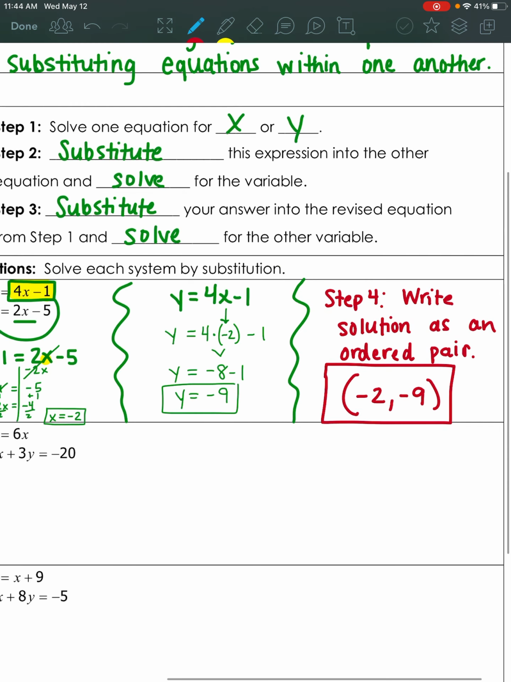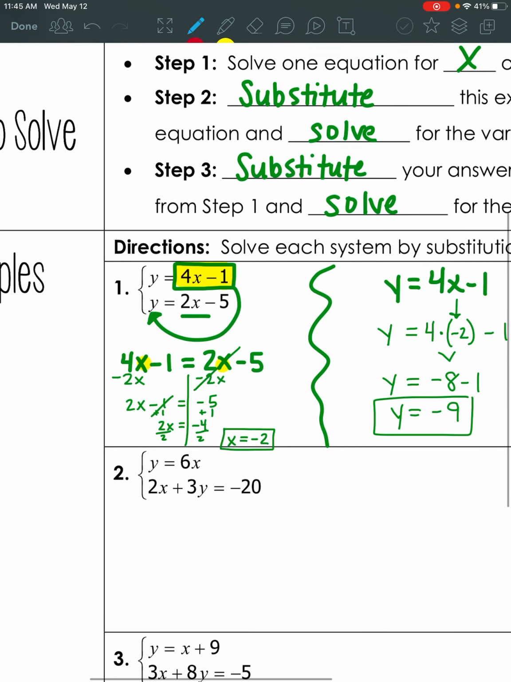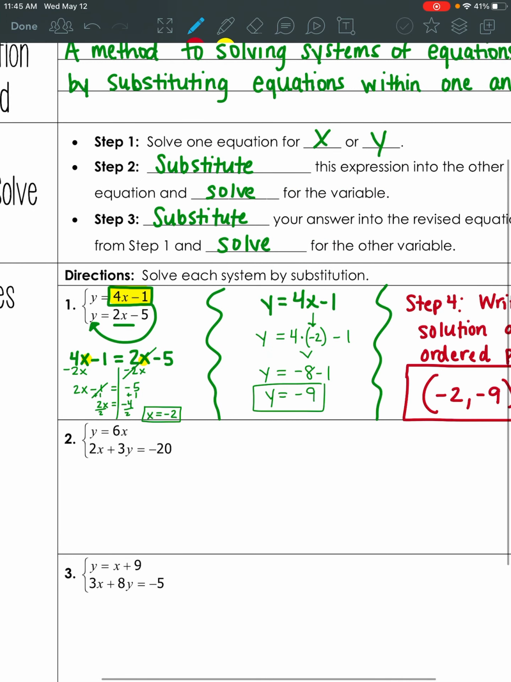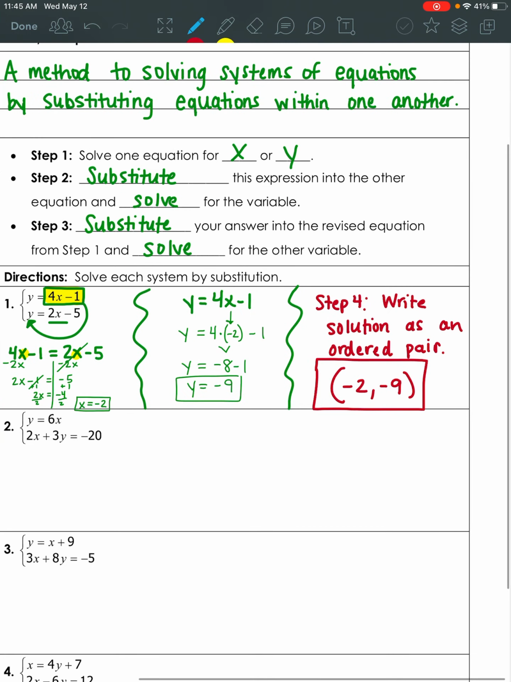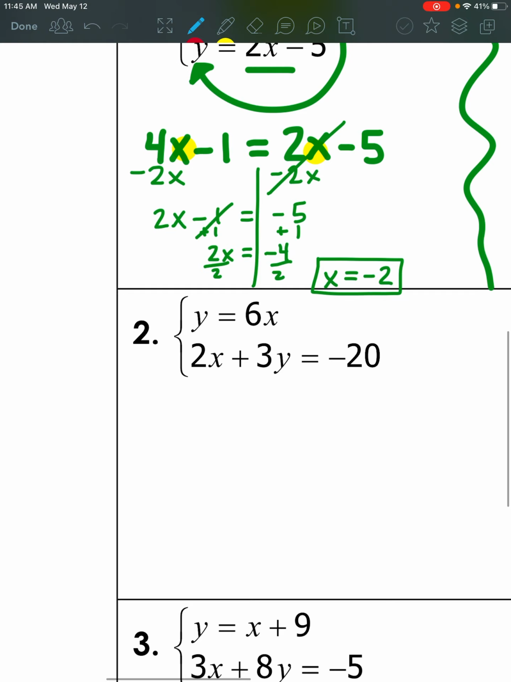And you could take the time to go back and double check, does that actually fit into both equations? Plug in your x, plug in your y, and see if the two sides equal each other. So there is a method to solving algebraically. Let's try another one.